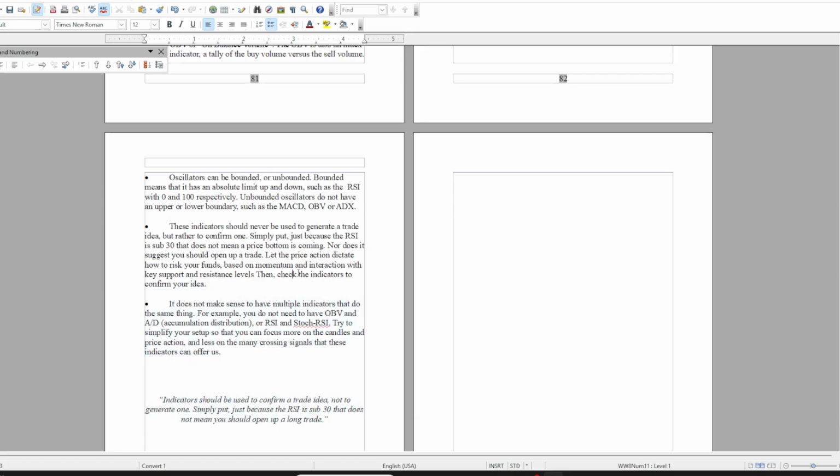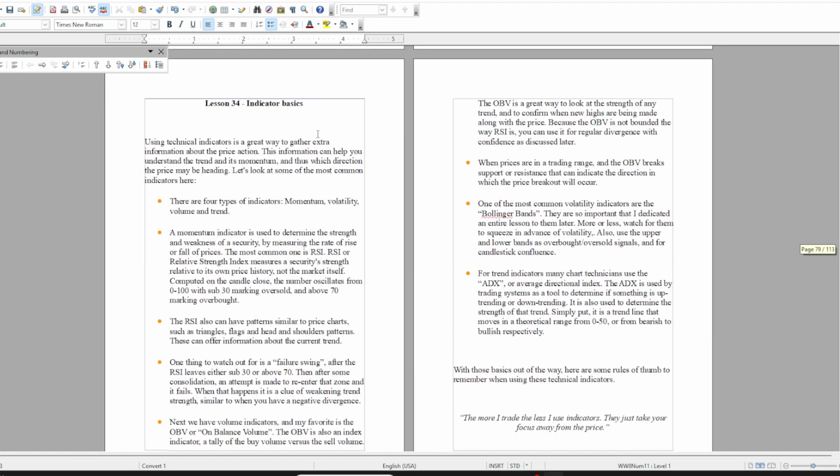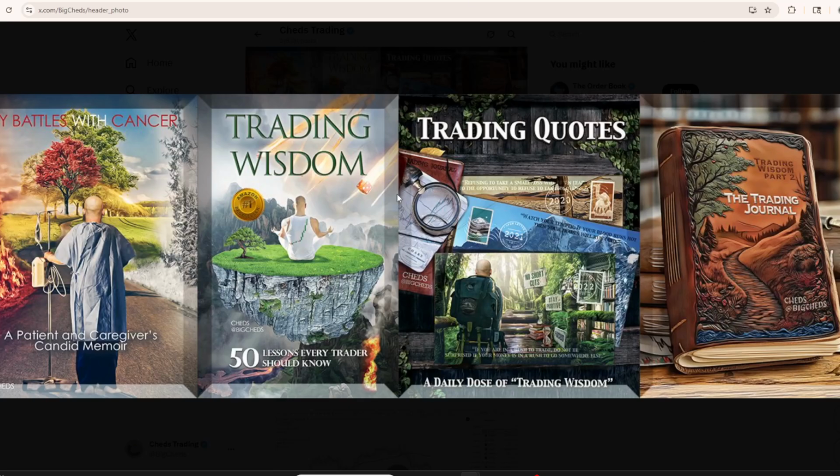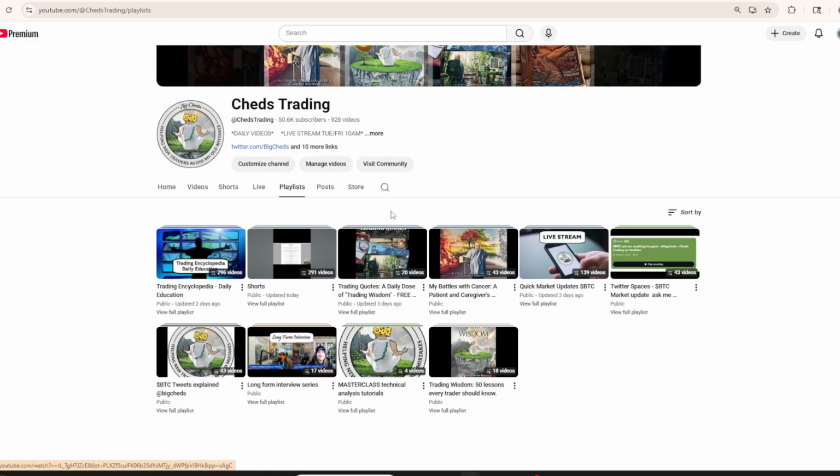So really, this is lesson 34 from my book, Trading Wisdom. I published this book all the way back in 2021, and I've gone on to publish three other books, four total, and two after Trading Wisdom. But I'm making the entire book free. This is my most popular book by far, Trading Wisdom, and I'm putting the whole book for free in the Trading Encyclopedia playlist.